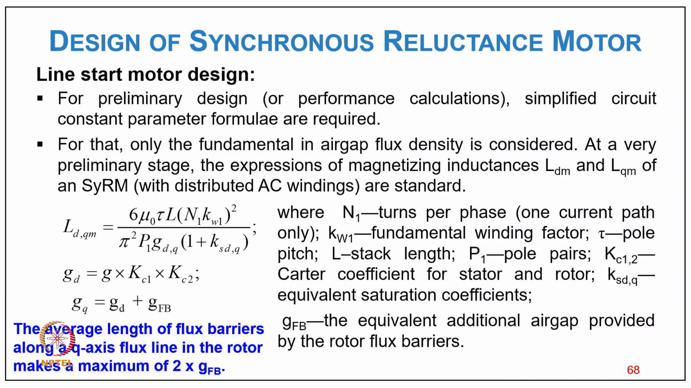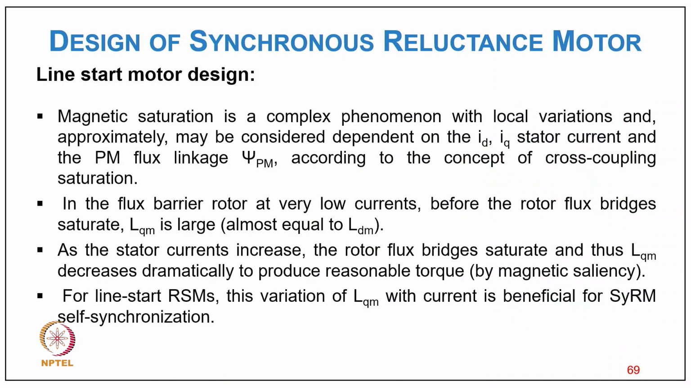So the average length of flux barriers along the Q axis flux line, the rotor makes a maximum of 2 into gFB. Magnetic saturation is a complex phenomenon with local variations, and approximately may be considered dependent on Id, Iq stator current, and the PM flux linkage psi PM, according to the concept of cross coupling saturation.